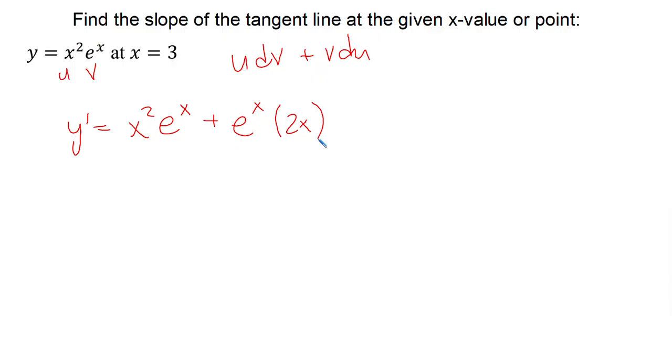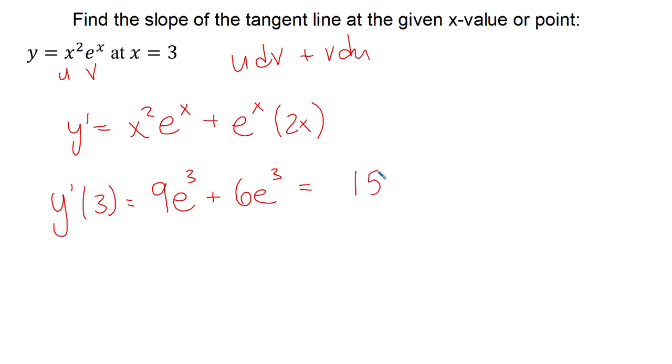And then we can just go right in and solve this at x equals 3. So we'll say y prime at 3 should equal, well, 3 squared is 9. So 9e cubed plus 2 times 3 is 6, so 6e cubed. And 9e cubed plus 6e cubed ought to be 15e cubed.